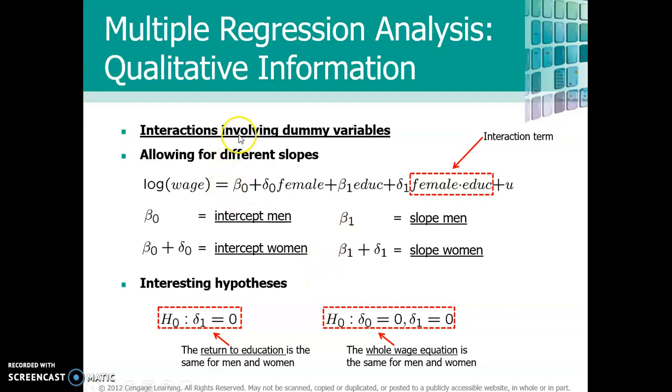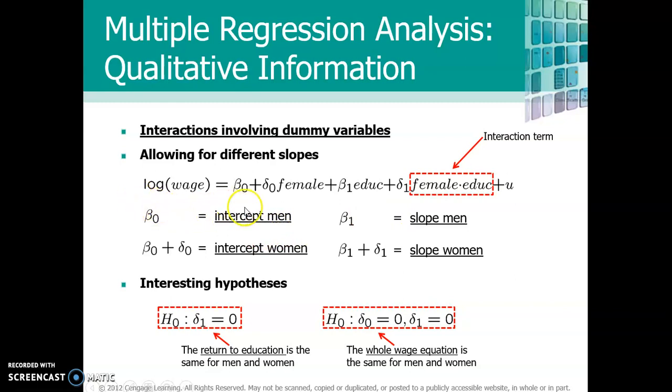All right, so let us look at the last part. What if we want to look at the interactive dummies? Remember, we have already spoken about interactive variables. Interactive variables allow for different slopes. So let us take this equation. Suppose we have this wage equation where we have female, education, and an interactive dummy of female and education.